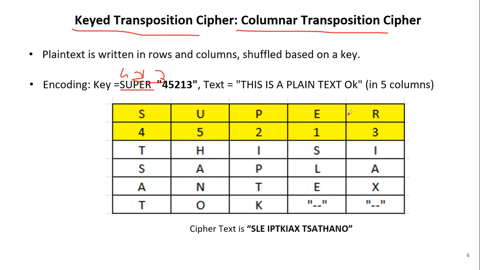So see, this is a keyword, "super", and we are giving the column order. So this is the first, second, third, fourth and fifth. When our text comes, our columns are fixed because our keyword is of 5 characters. So this is a plain text.